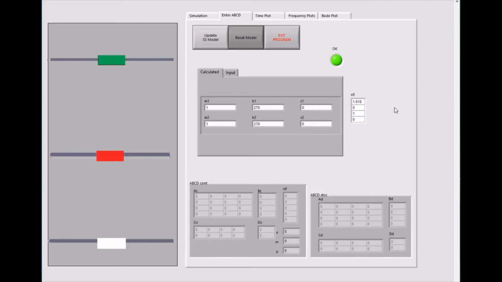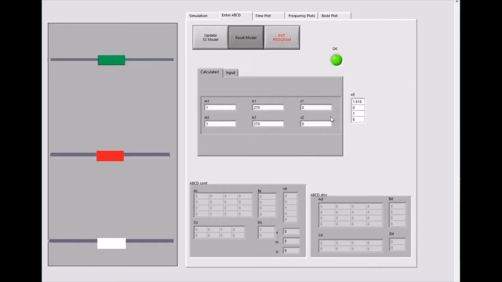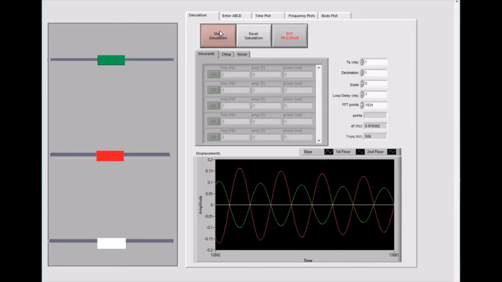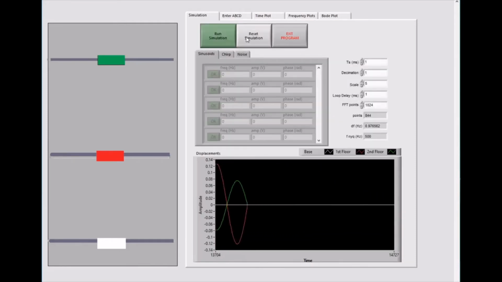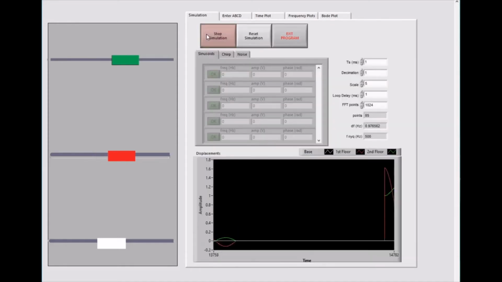So if I go to simulation, what's the first mode shape? The first mode shape is when this one's 0.618 to 1, right? So I made the first mass go out further, and mass 2 not as much. Will this work? Hang on, I should have reset the simulation. Update and run. Here it is.